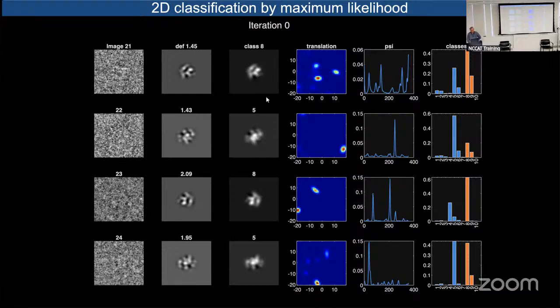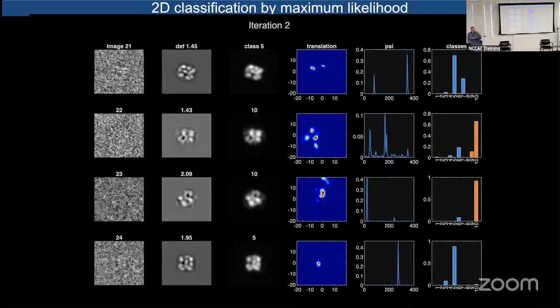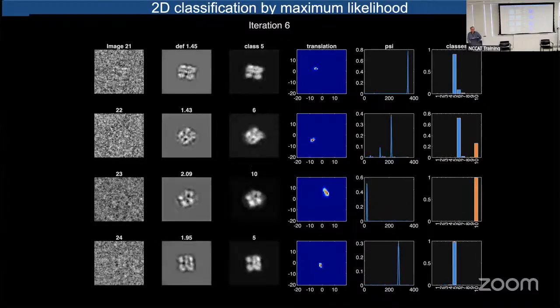And so, as we start the first iteration, we start with these random starting models, and we see that if we give this translation and those rotations, it turns out that it matches this class and that class the best. So this is the first iteration, and as we go through various iterations, we see that the assignment of classes gets better with time, and the assignment of angles and positions gets better.